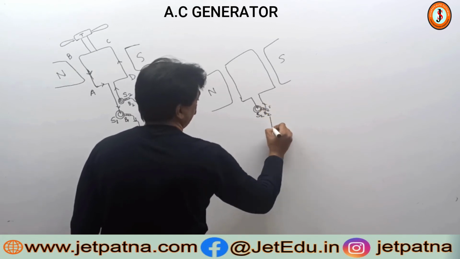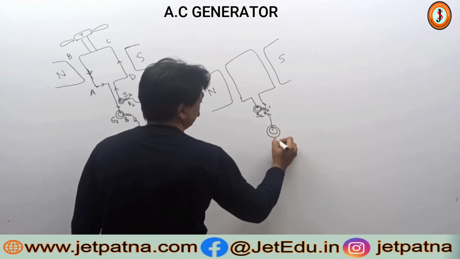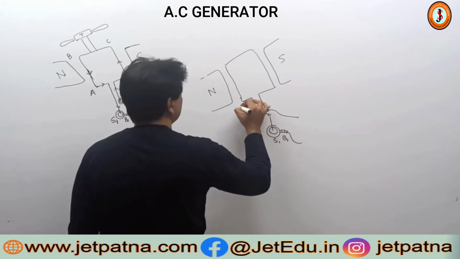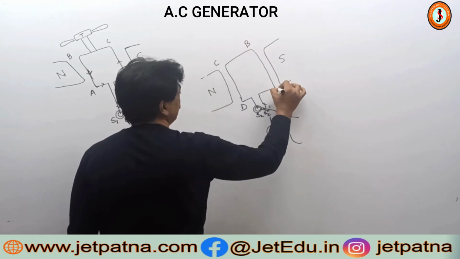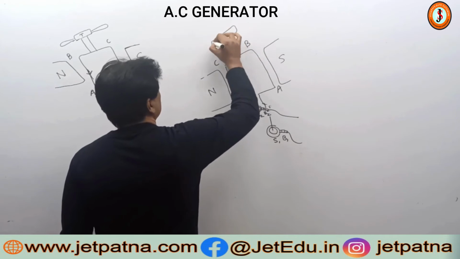I am taking this wire like this, till here. So let us see, this is S1 and the position now has changed, so this is B1. This is D, this is C, this is B, this is A, and the turbine. Okay. Now this is the turbine.